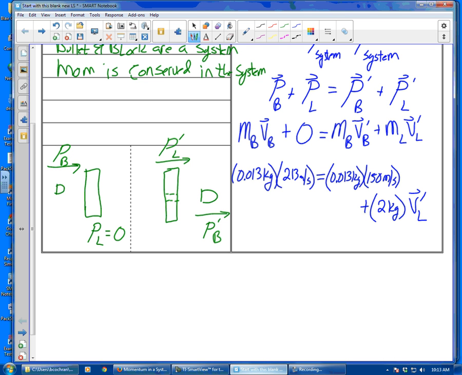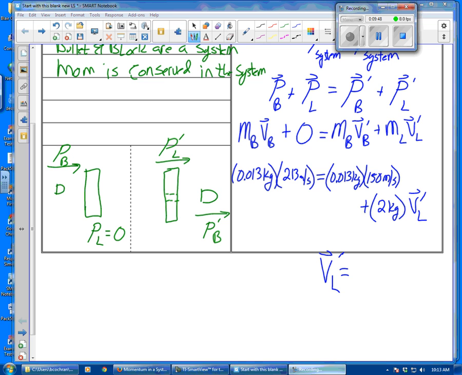And then solve for the velocity of the block afterwards. You have all numbers in one variable. Give it a try. Give the math a try. If you need help on it, give me a yell, and I'll come over and see where you need help with the algebra.